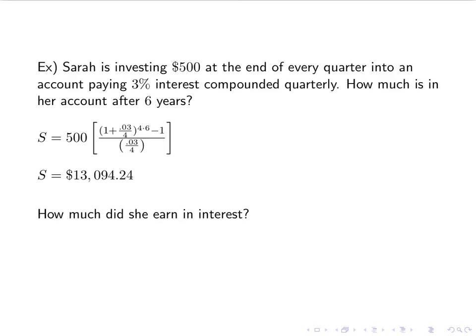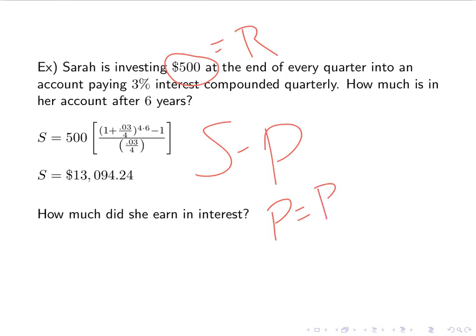How much did she earn in interest? So before we had that interest equaled S minus P. And that's going to be the same thing here. It's going to be S minus P. But remember, this 500 is not P, it's R. So the total principal is going to be your repeated payment times how often you put it in, which would be M, times how many years you put it in for.